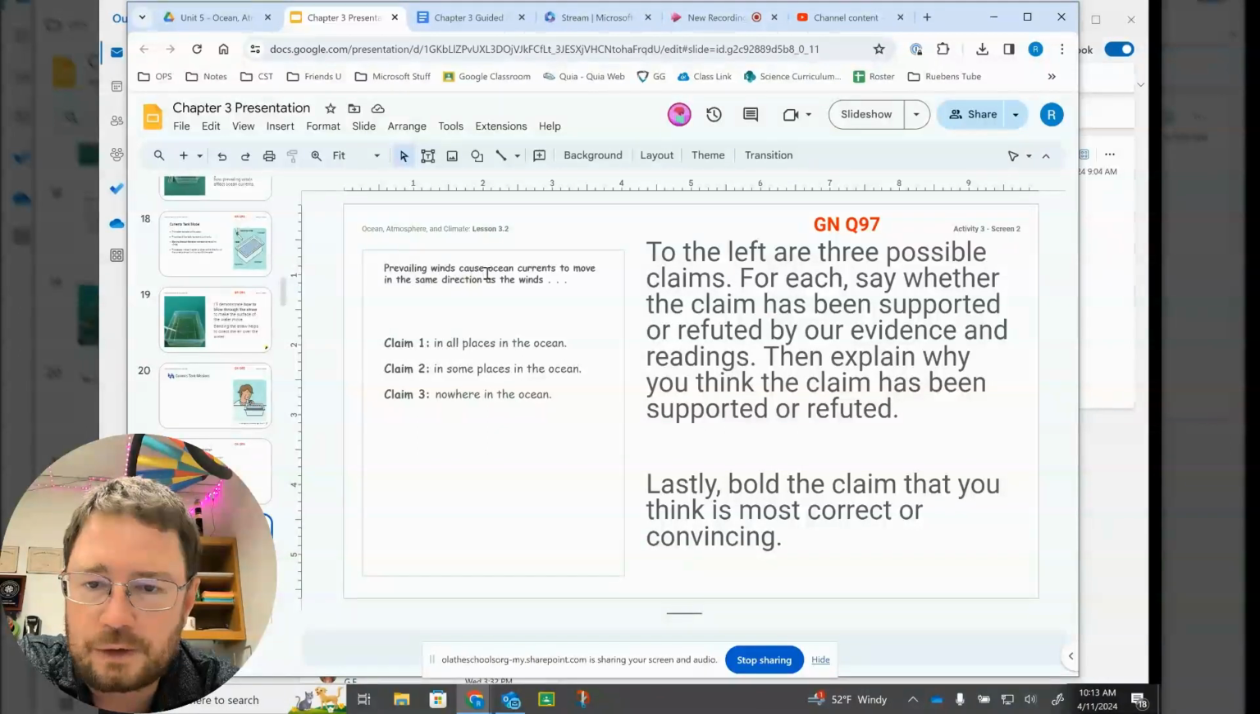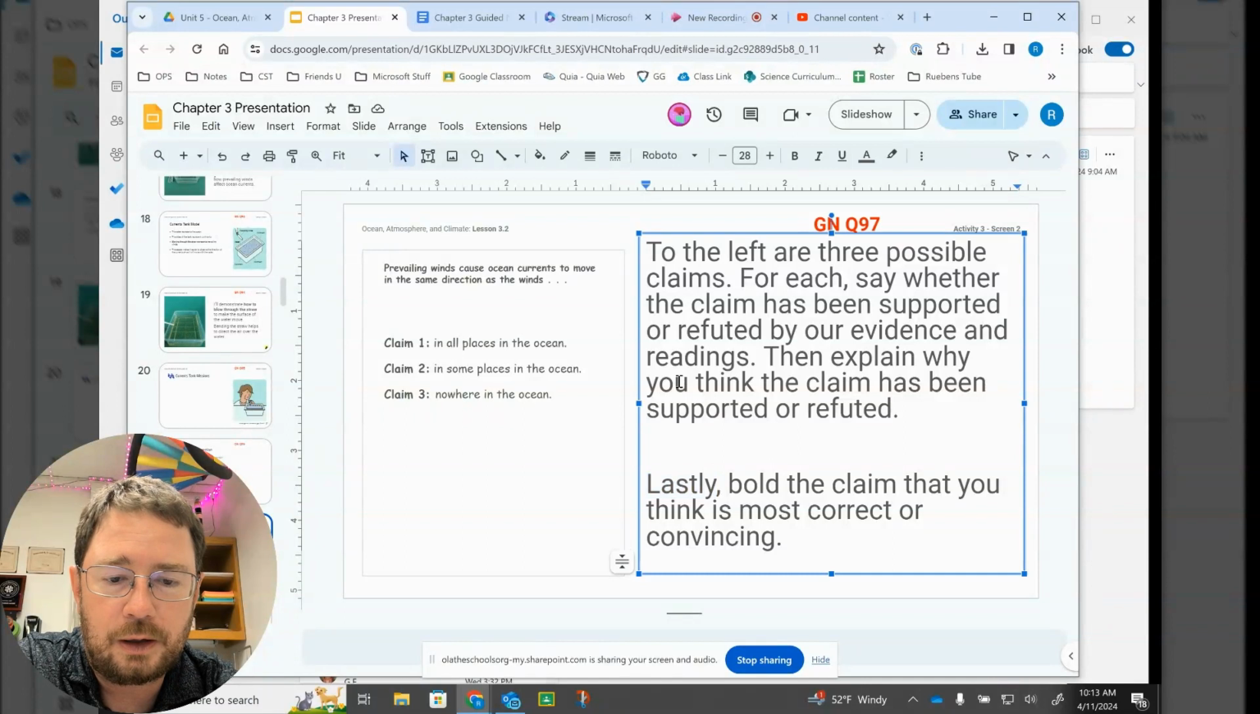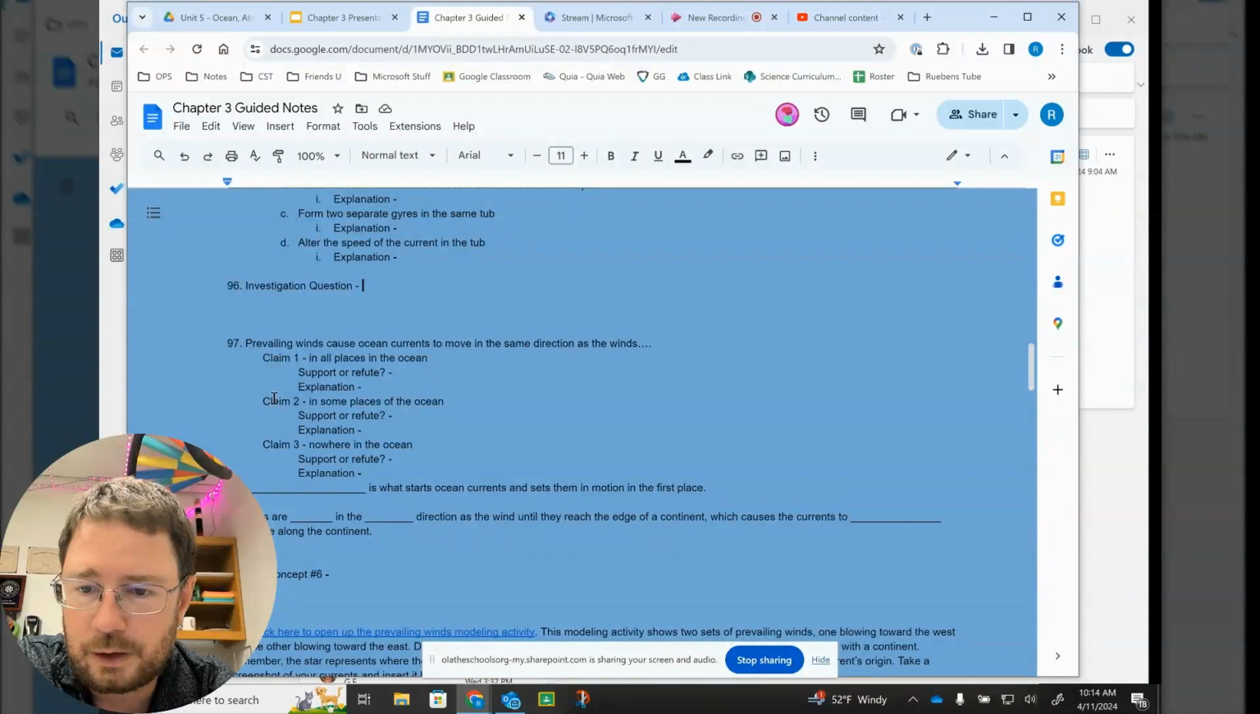Claim 2, prevailing winds cause ocean currents to move in the same direction as the winds in some places in the ocean. Claim 3, prevailing winds cause ocean currents to move in the same direction as the winds nowhere in the ocean. So, for each of these three claims, say whether the claim has been supported or refuted by our evidence and our reasonings. Then explain why you think the claim has been supported or refuted. Lastly, bold the claim that you think is most accurate or convincing. So you look at 97, we have claim 1, claim 2, claim 3. And then you say, does the evidence support or refute? And explain.